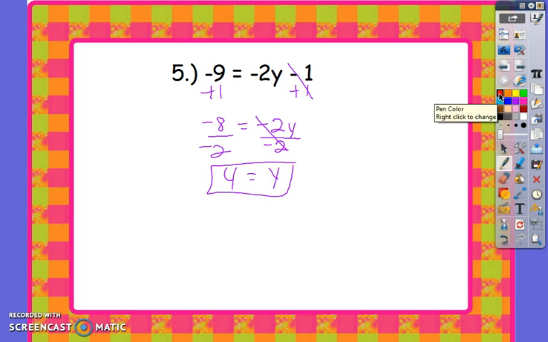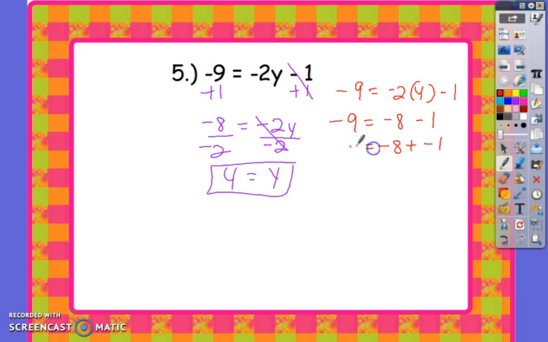We can do our check step. So we have negative 9 is equal to negative 2 times 4 minus 1. Negative 2 times 4 is negative 8 minus 1. Remember, we do subtraction, so we do same, opposite, opposite. When you have a negative 8 minus 1, we get negative 8 plus a negative 1, which is a negative 9. So y equals 4 is the correct solution, because when you substitute it back into the original equation and evaluate, you get negative 9 equals negative 9.